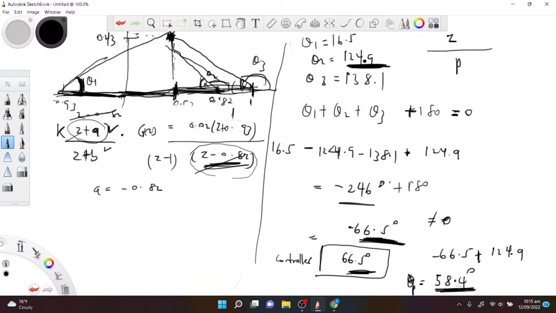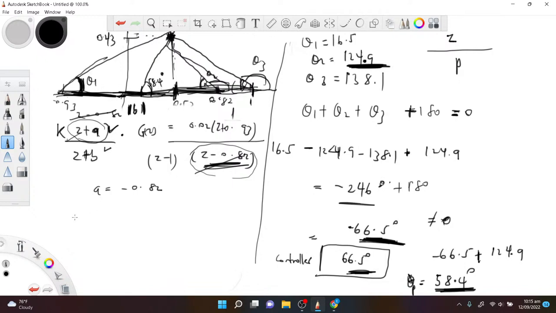So now I want my pole to contribute 58.4. This 58.4 is less than 90 degrees, so I'll position it somewhere around here. Let's say here. I want B to be here, so that B will contribute this angle of 58.4 degrees, right? So I want to find the value of B.